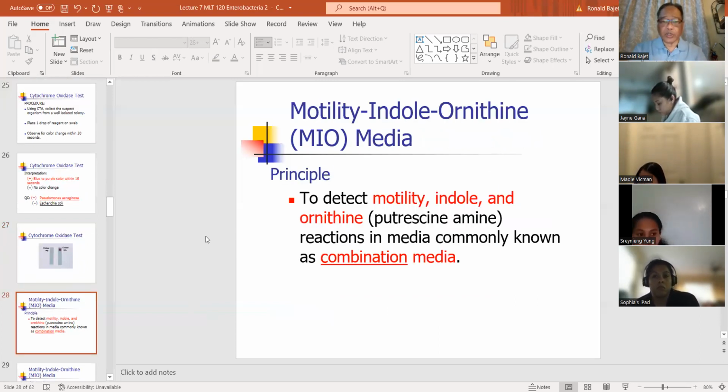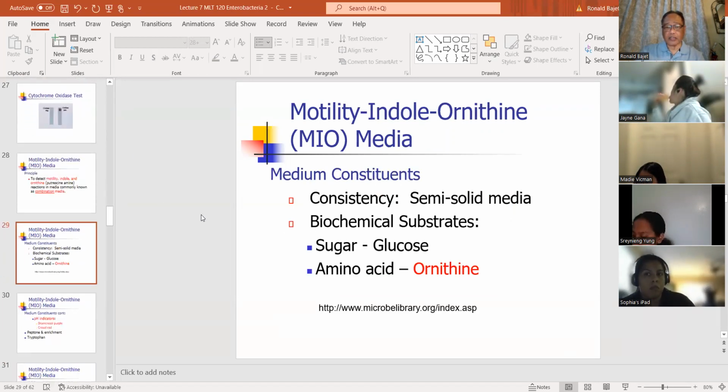Okay, I mentioned the MIO tube, a Motility-Indole-Ornithine. So this test will only do one decarboxylase test, which is the ornithine decarboxylase. I showed you the motility where there's a positive motility where you have diffuse growth throughout the tube, and then the indole test using the dimethylaminocinnamaldehyde. So it tests for motility, indole, and ornithine. This is called combination media because you can do a combination of tests.